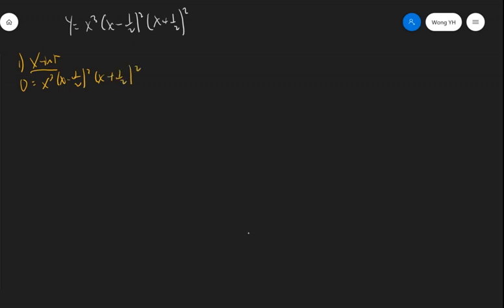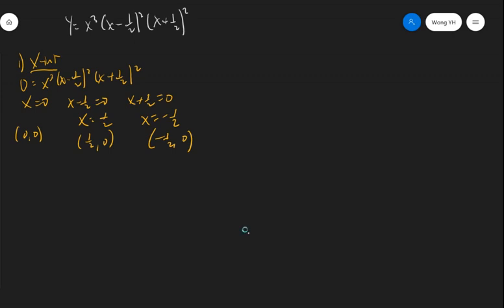Basically we just take each factor and set it to 0: x equals 0. The next one, x minus half equals 0, so x equals half. x plus half equals 0, so x equals negative half. So we have 3 coordinates to plot in the graph. That will be your x-intercept.